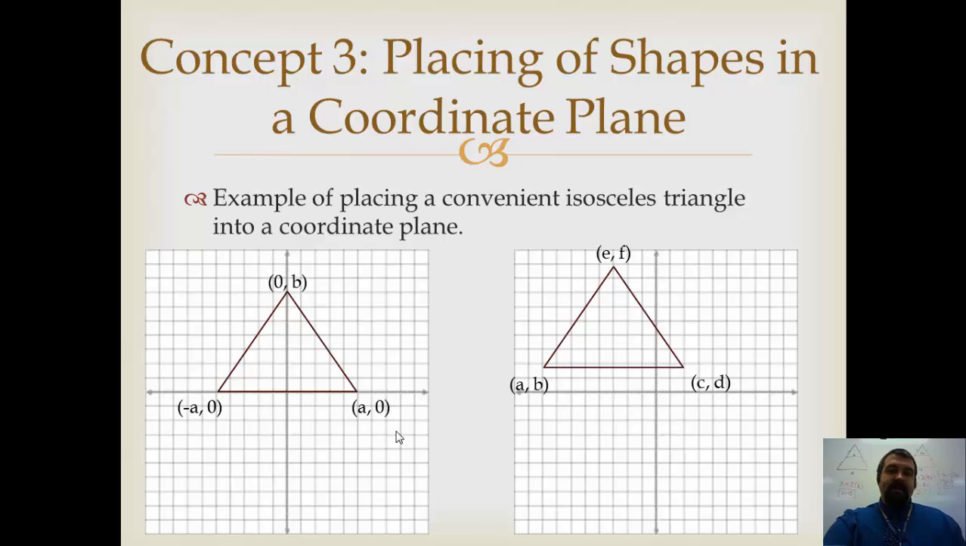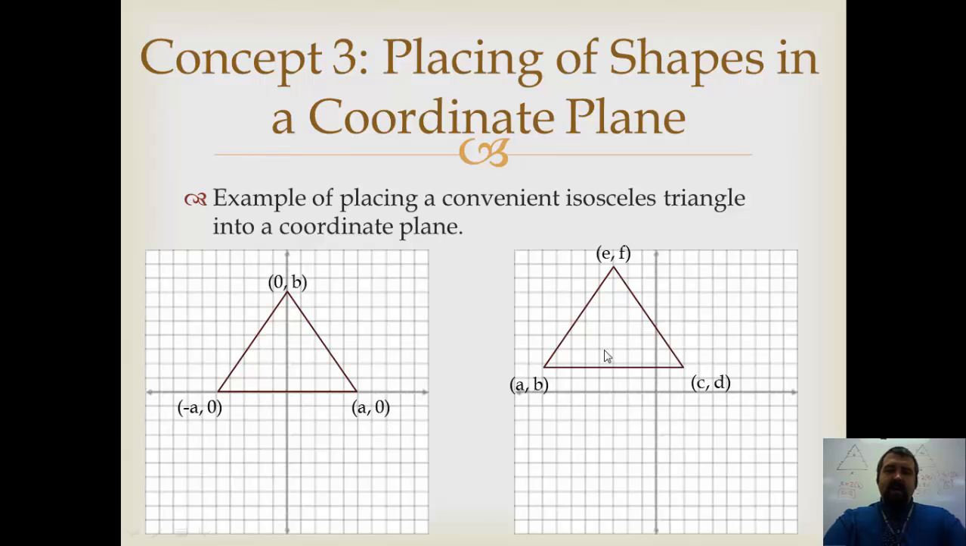So here's an example of a convenient isosceles triangle in a coordinate plane. This is convenient because if I look here, this length, if I plugged it into the distance formula, would be the square root of a squared plus b squared. Same with this one over here. This would be the square root of a squared plus b squared. So these two lengths are equal. And this bottom length ends up being 2a. This is an isosceles triangle, and it includes every single possible isosceles triangle. And 3 of the coordinates are 0. Makes it nice and convenient for me.